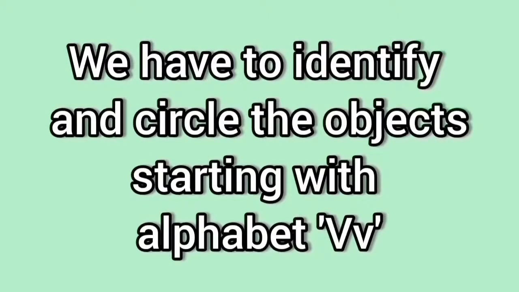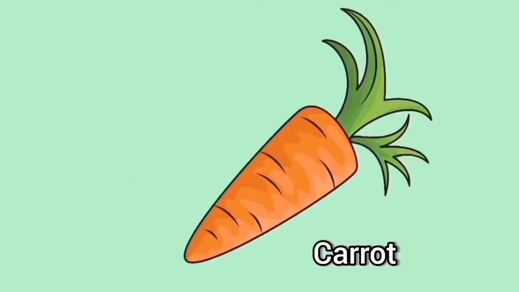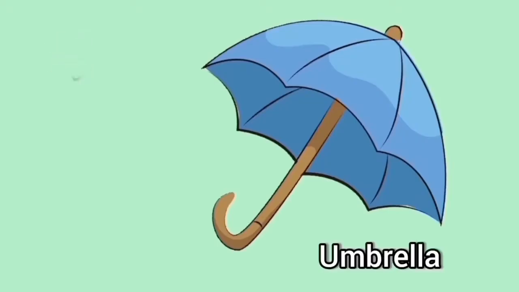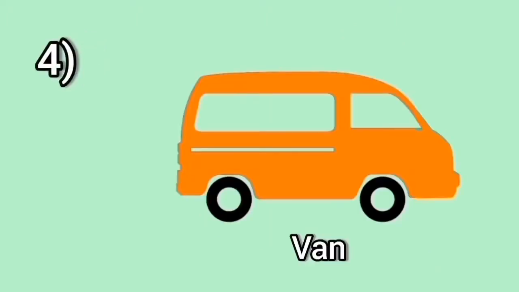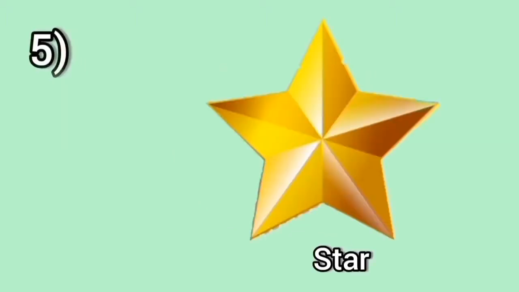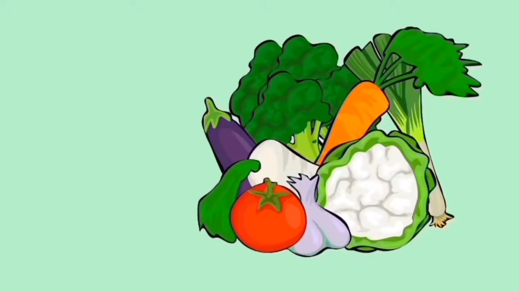Now, let us do a small activity related to alphabet V. In this activity, we have to identify and circle the objects starting with alphabet V. Here are the objects: first carrot, second umbrella, violin, van, star, vegetables.